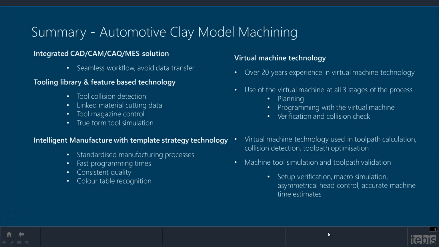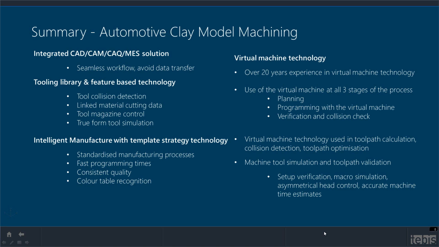So in summary, Tebis is one integrated CAD, CAM, CAQ and MES solution. All is to give you seamless workflow, avoid any data transfer problems. So yeah, you're just using one software package with Tebis, not lots of different packages patched together. You're able to use the tooling library and the feature-based technology for full collision checking. You're linking your material cutting data, as you've seen today. You've got your tool magazine control as well, and the full form tool simulation.